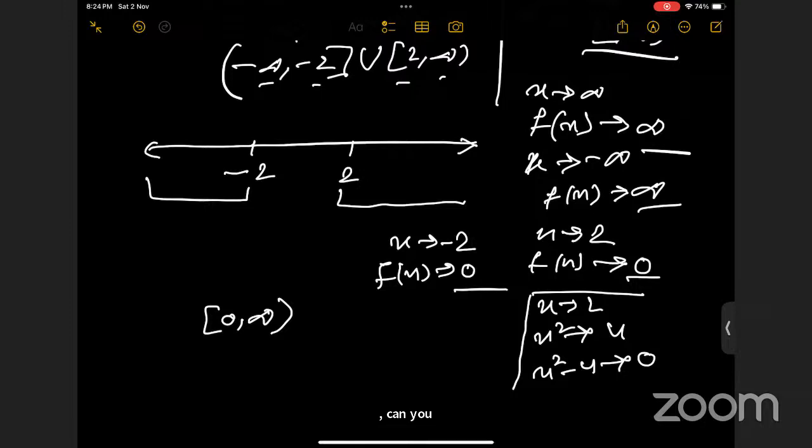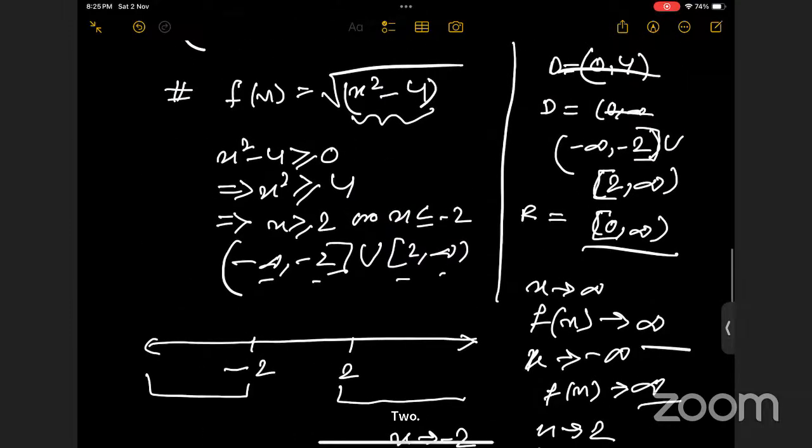So, the range? The domain part, yes, I got it, ma'am, but the range, maybe not. Domain is very clear, ma'am. Range 0 to infinity. Can you explain? It is an upward facing parabola, right, ma'am, if you draw the graph for this function?